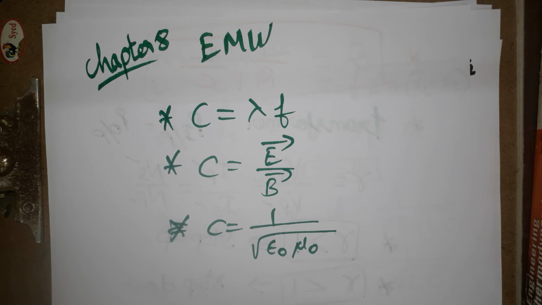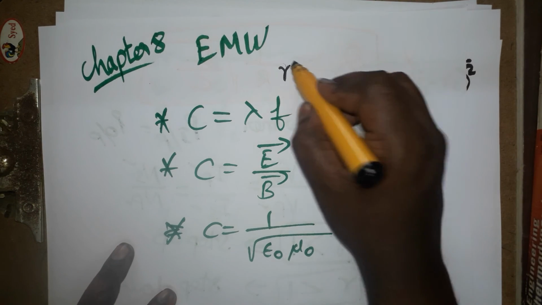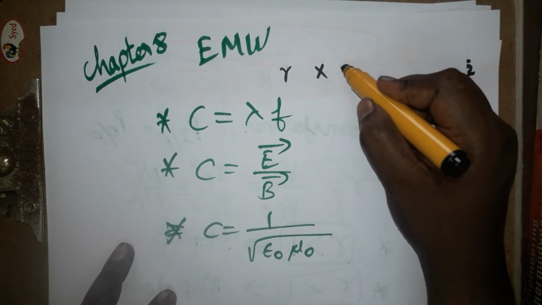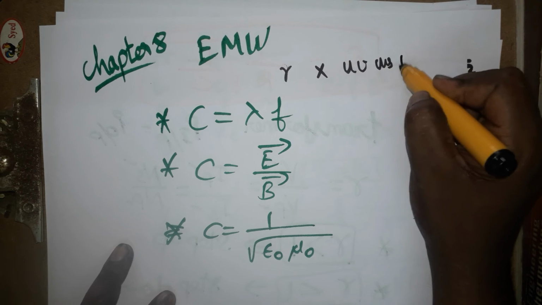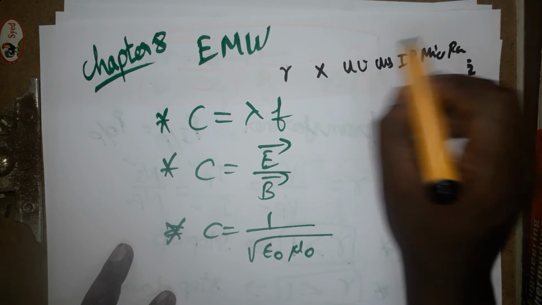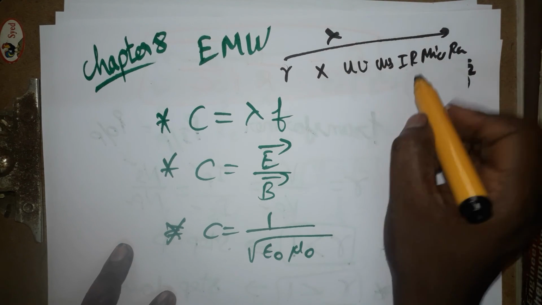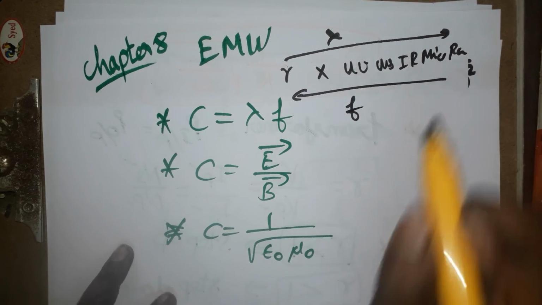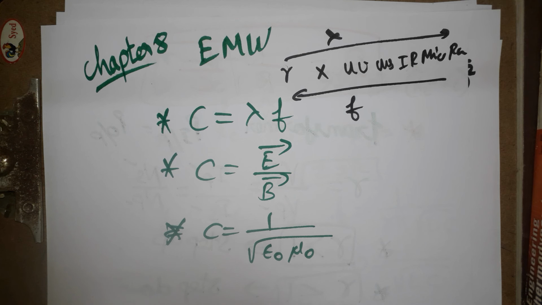Okay, now the waves can be arranged like this: gamma ray, X-ray, ultraviolet, visible, infrared, microwave, radio wave. It is in increasing order of wavelength. At the same time, it is in decreasing order of frequency. That's the thing you need to know for chapter 8.